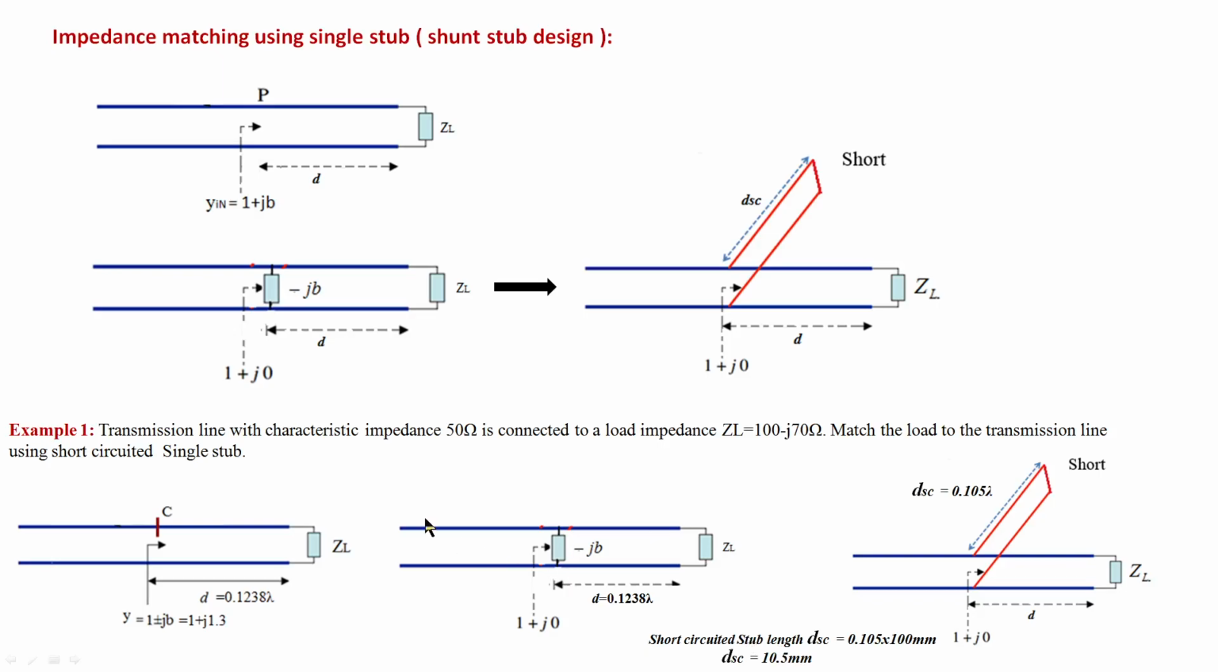So here we will take one example. A transmission line with a characteristic impedance of 50 ohm is connected to a load impedance ZL equal to 100 minus j70 ohm. Match the load to the transmission line using a short circuited shunt stub.